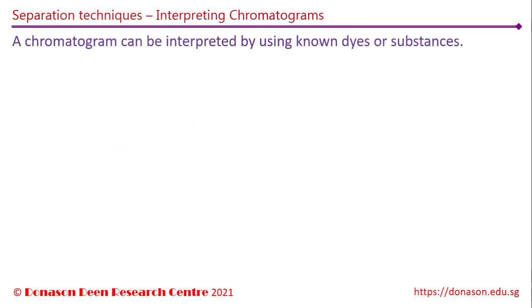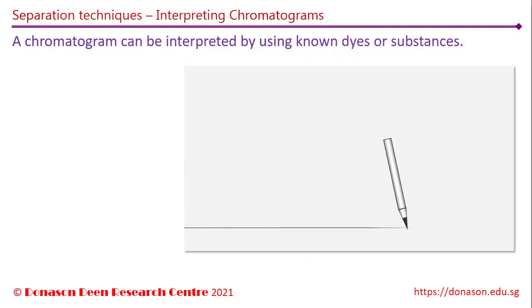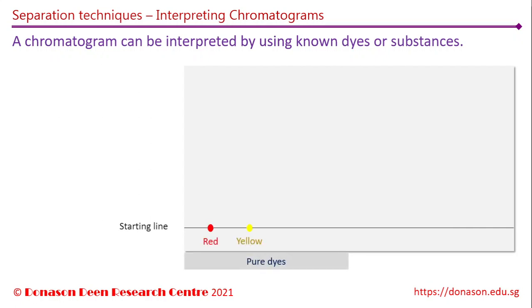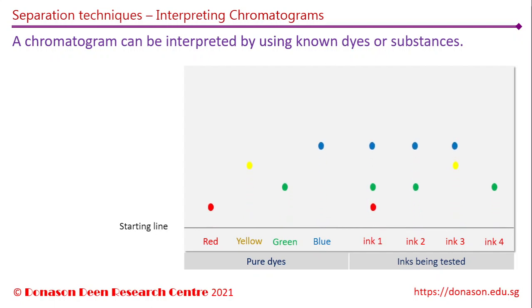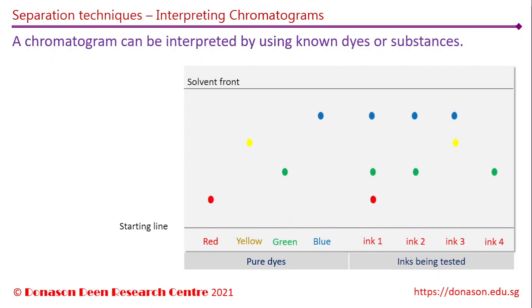Let us take a look at one example of interpreting the chromatogram. The chromatogram can be interpreted by using known dyes or substances for reference. On the starting line, 4 pure dyes are placed, along with 4 inks, 1 to 4, for analysis. What are the deductions that we can make from this chromatogram?